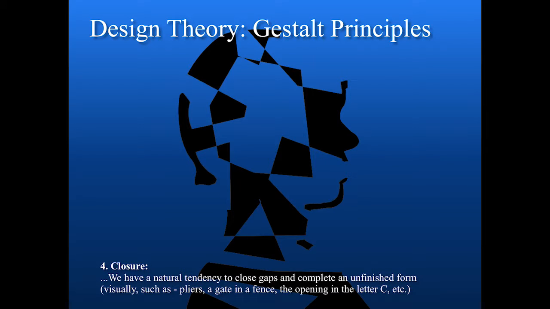Closure. We have a natural tendency to close the gaps and complete an unfinished form visually, such as pliers, a gate in a fence, the opening of the letter C, etc. So here you finish the form. You can see that that's still the same person's profile, even though it's all broken up.